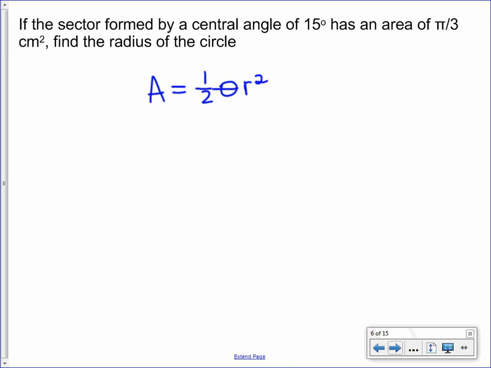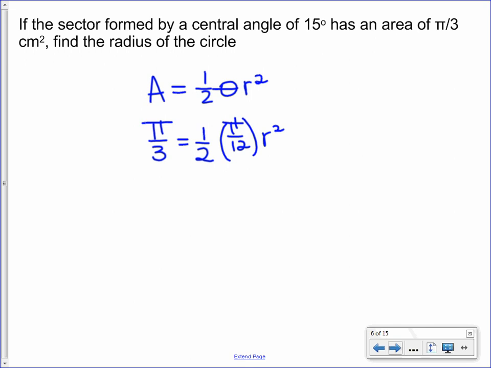So we know that our area is pi over 3, and we know that our angle is 15 degrees. We cannot put that angle into our formula because it is not in radians. What would 15 degrees be in radians? Pi over 12. You can do your conversion, or we just did an example with 30 degrees, didn't we? 30 degrees was the same as what? Pi over 6. We cut 30 degrees in half, we get 15 degrees. We cut pi over 6 in half, we have pi over 12.